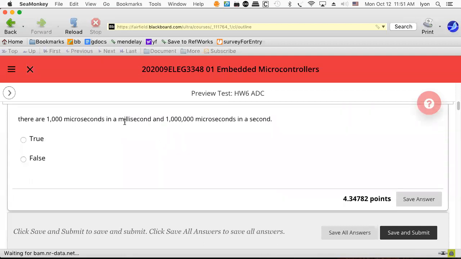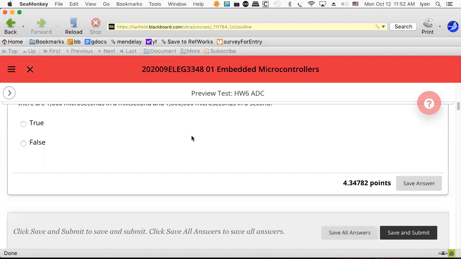So then it says there are 1,000 microseconds in a millisecond and 1,000,000 microseconds in a second. Well, what do you think of that? How many microseconds in a second? 1,000,000, yeah. And there's 1,000 milliseconds in a second. And so there's 1,000 microseconds in a millisecond. A millisecond is three orders of magnitude slower than a microsecond, and a microsecond is six orders of magnitude faster than a second. So true.